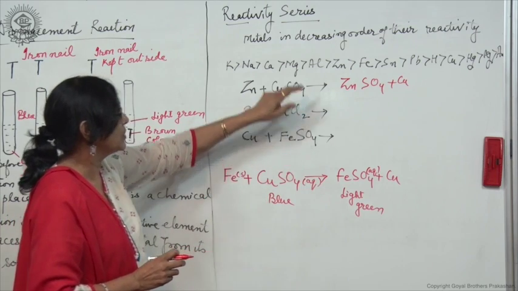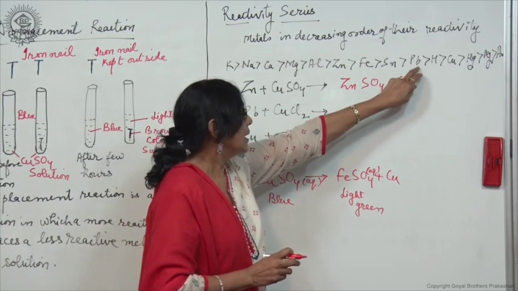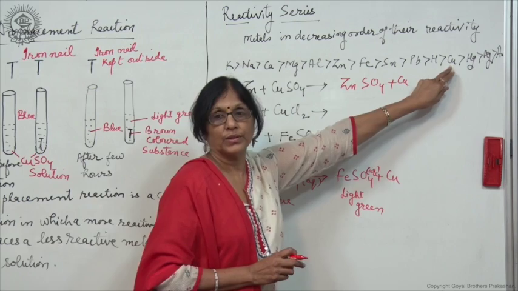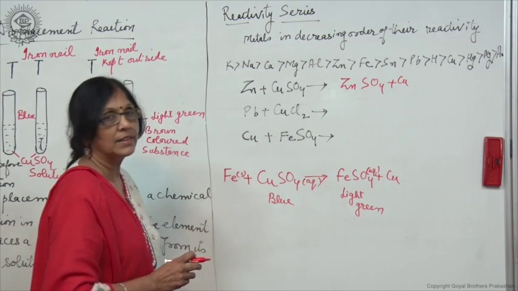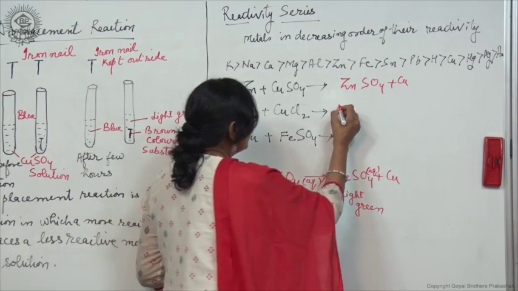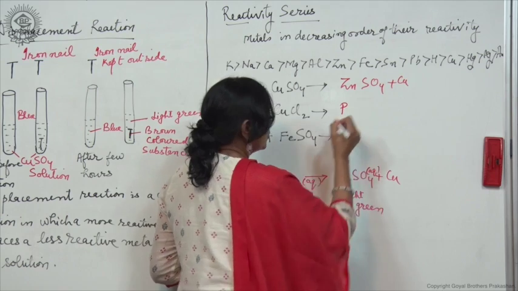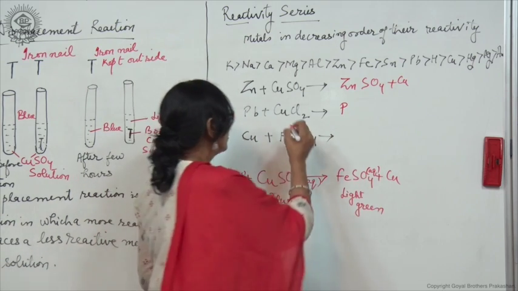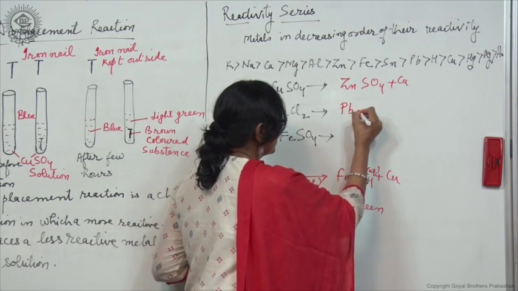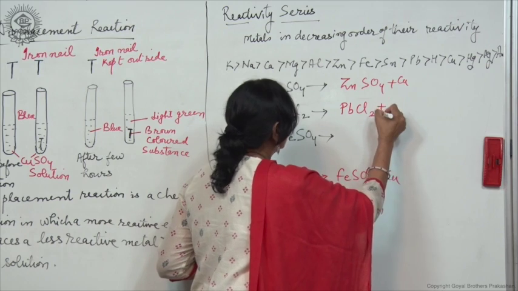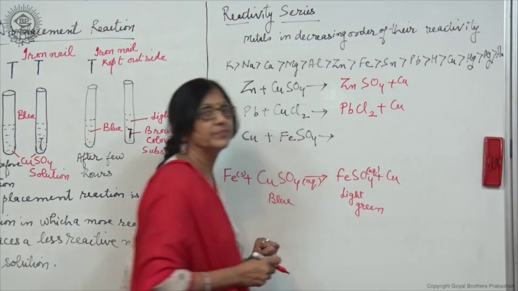Now, here also lead Pb plus CuCl2. So, let us see from this reactivity series. Lead is more reactive than copper. So, the displacement reaction will occur, and what will be formed? Pb will displace copper and form PbCl2 and copper.